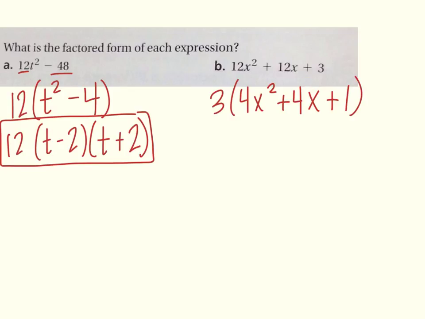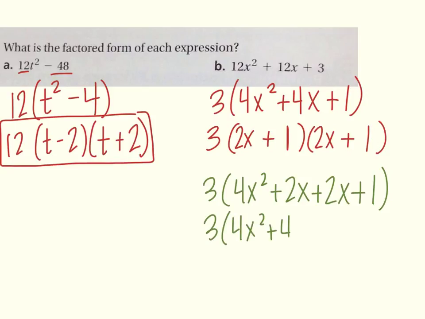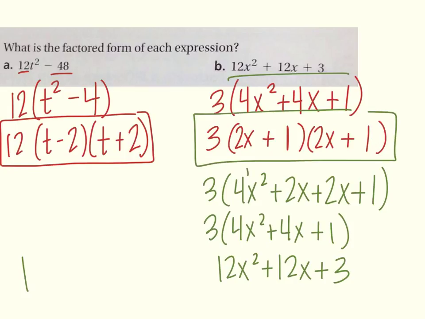So this goes back to last night's video. You're going to do 2 sets of parentheses, and this is a perfect square trinomial, so you're going to do 2x plus 1, 2x plus 1. Just in case you don't believe me, let's FOIL it back out. That's going to be 3 times 4x squared plus 2x plus 2x plus 1, which will be 3 times 4x squared plus 4x plus 1. Multiply everything by 3, you get 12x squared plus 12x plus 3, which happens to be what you started with. So your factors are correct.